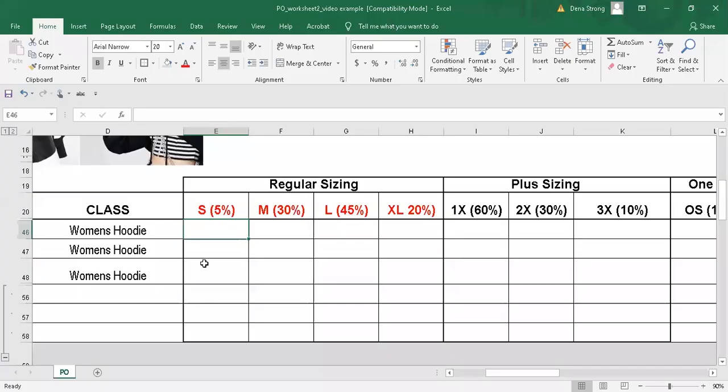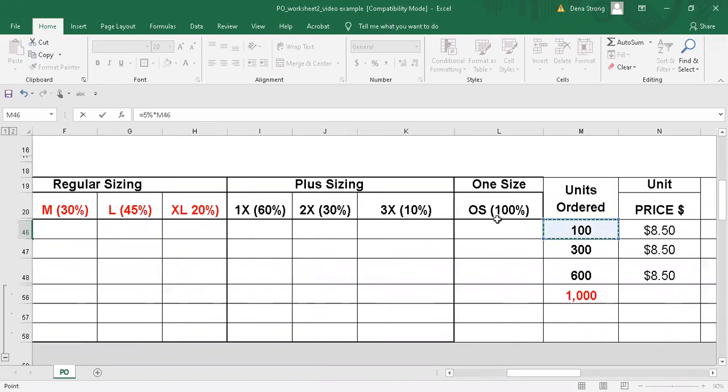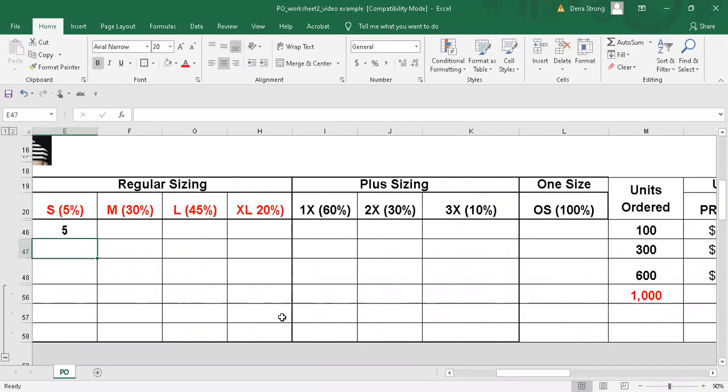Okay, guys, I see what I did wrong. Sorry about that. So let's do it again. Equals 5% of our customers are a size small, so that's 5. Make sure you have the percent sign, times our first unit is 100 units. So we're gonna hit enter.